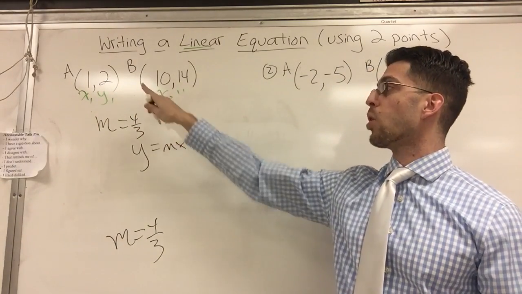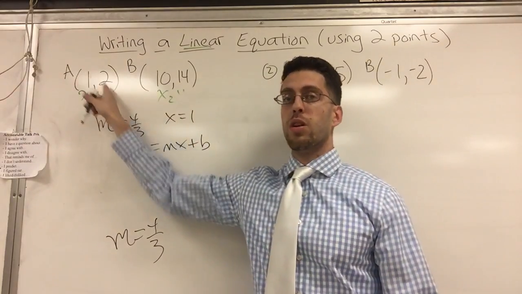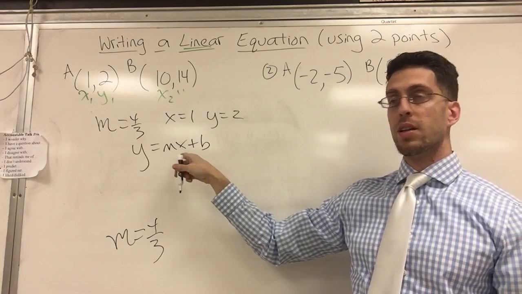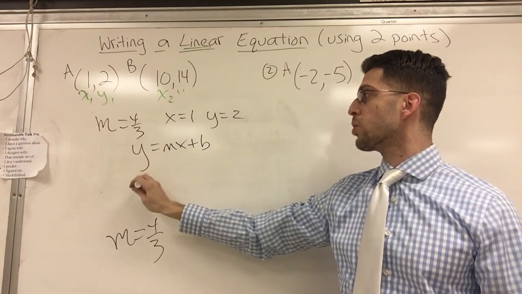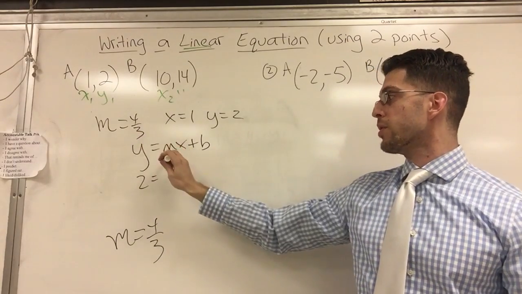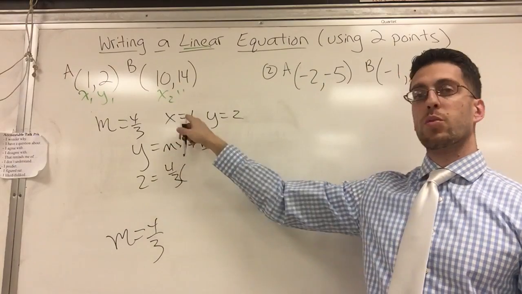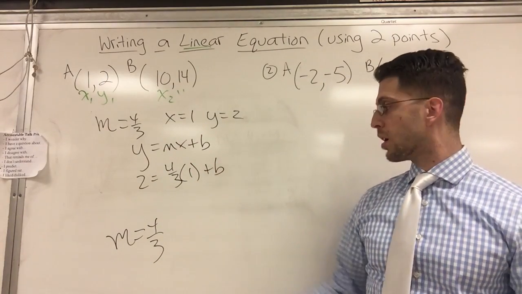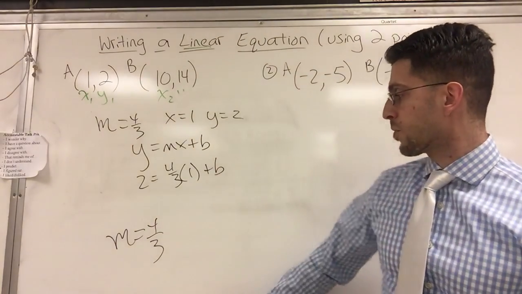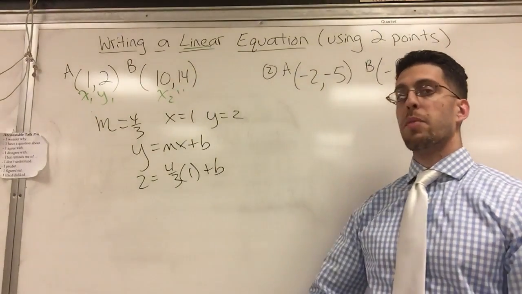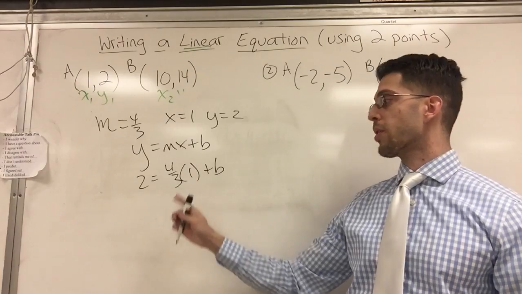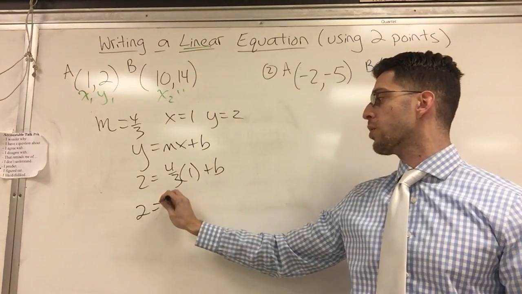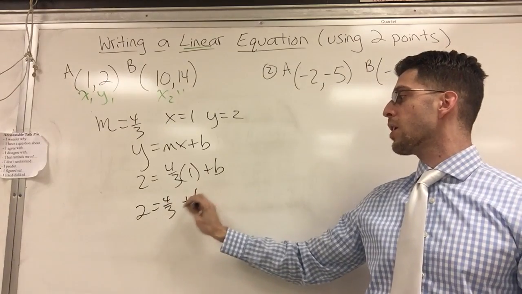So x is 1, right? X is 1 and y is 2. So now I'm just going to plug all of this in here. Y is 2 equals m, which is 4/3, times x, which is 1, plus b. So now I'm trying to solve for b. Well, this is very basic PEMDAS. You're just going to multiply first. 4/3 times 1. Anything times 1 is that thing. So 2 equals 4/3 plus b.